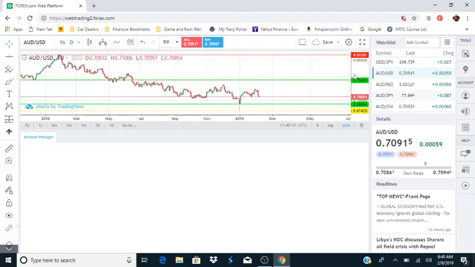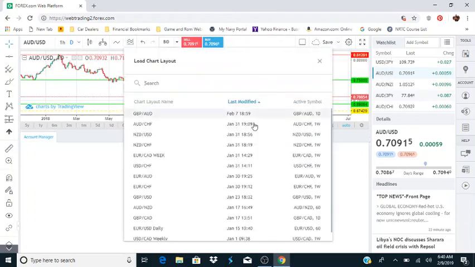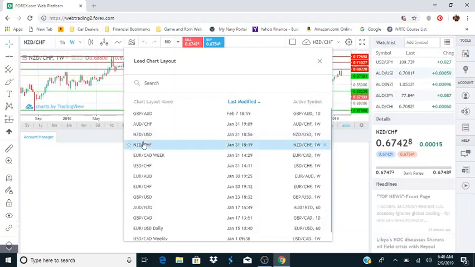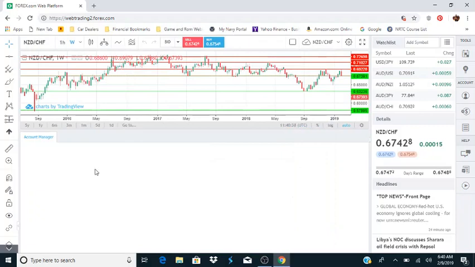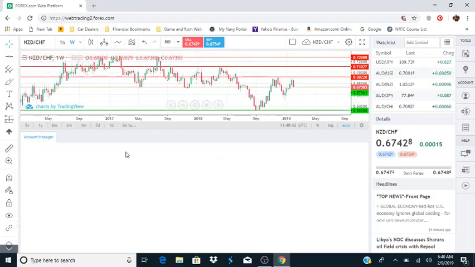If I go into load charts here, you may be able to see one of my trades that I have going on. Trying to think, what am I trading at the present moment? We'll say NZD shelf, and yeah, it's not showing that I'm trading this at the present moment. Everything that I had down here is cleared.